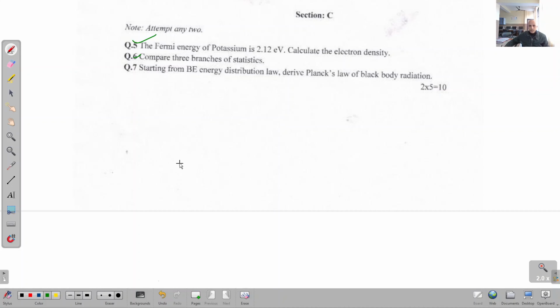It was, you know very well, Ef is equal to h square. No, sorry, it is h cut square. So we have to erase it. It is h square upon 2m bracket 3n upon 8 pi V, right, power 2 by 3. So this is the expression for Fermi energy.